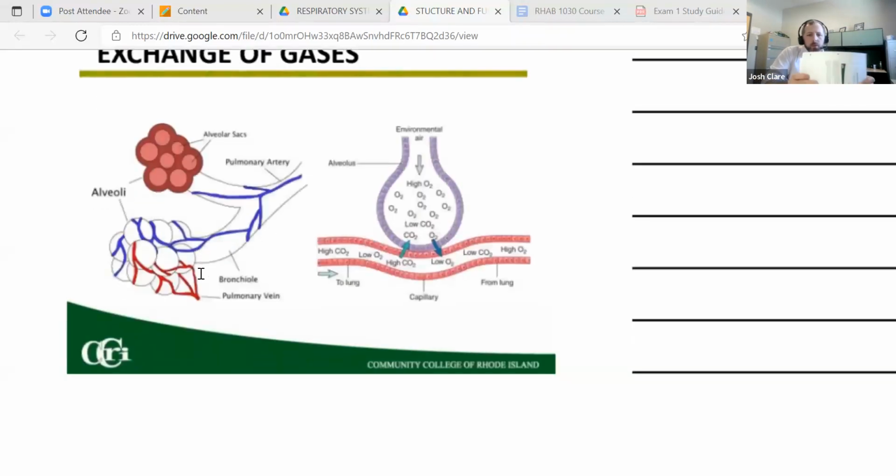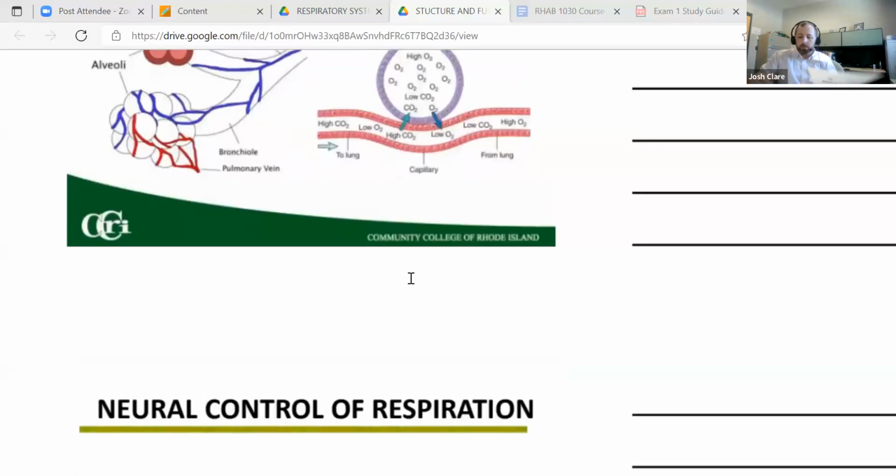Here's a picture of some of those things we were just talking about, how the blood supply is wrapped around those alveolar sacs, and then how in this picture toward the right, in that alveolus, we have a high concentration of oxygen, low of carbon dioxide. In the deoxygenated blood, we have low oxygen, high carbon dioxide, and the two are going to try to equal each other. That's why that happens there.